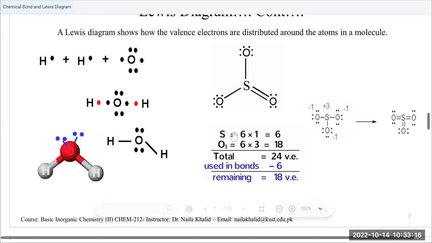I have given you 2 examples. One is in which the octet rule is followed. Another one in which the octet rule is violated. The violation is due to sulfur, which can expand its electrons. So the Lewis diagram can be drawn in this way.